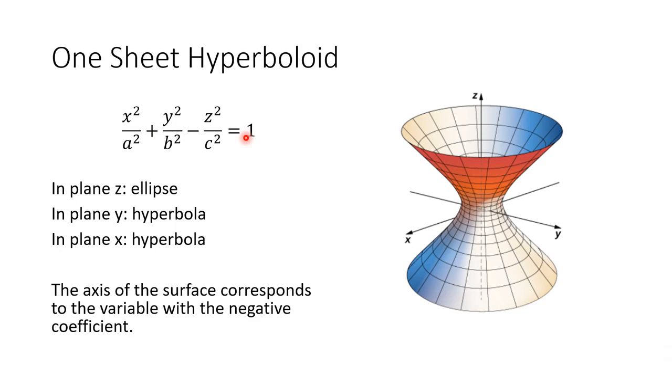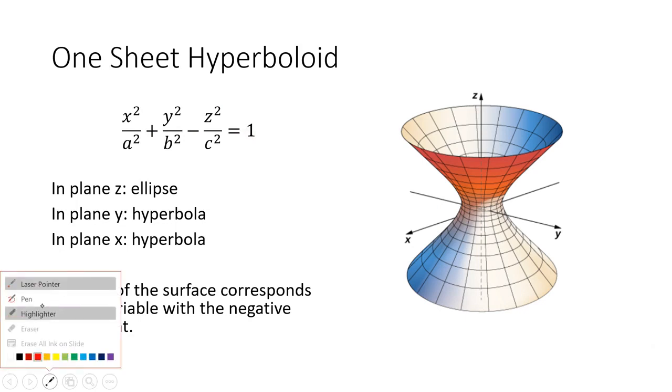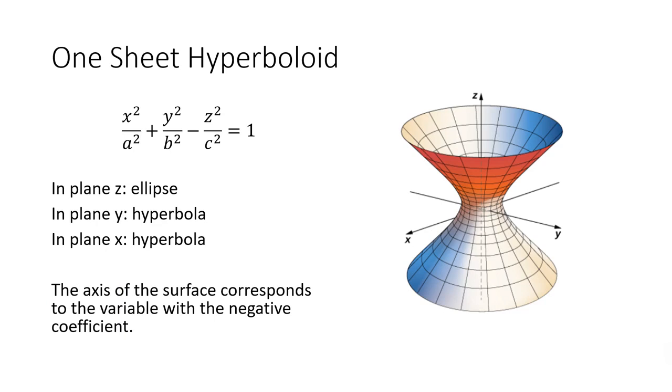The axis of the surface corresponds with the variable with the negative coefficient. So what I mean by that is you notice that the z variable is the one that's negative, and so the axis of the surface would be the z-axis here. You could call it an axis of rotation. You could think of it as kind of the middle of the surface.